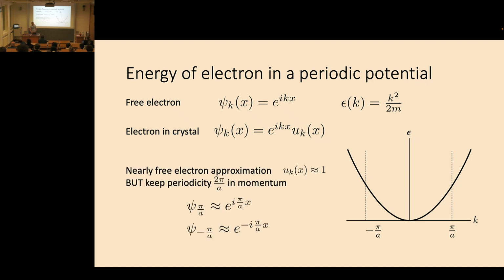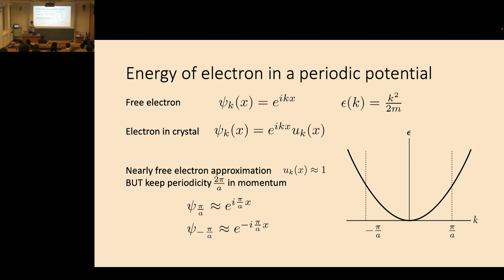So what we're going to do is say that our electron is nearly free, which means that its wave function is approximately the wave function of a free electron. But we're going to keep the periodicity in momentum space. So from minus pi over a to pi over a, we're going to have the Brillouin zone.